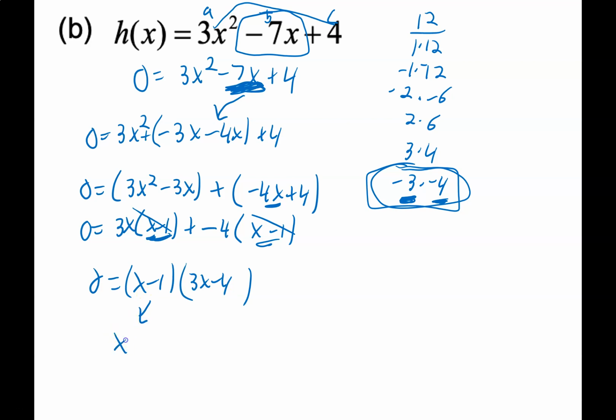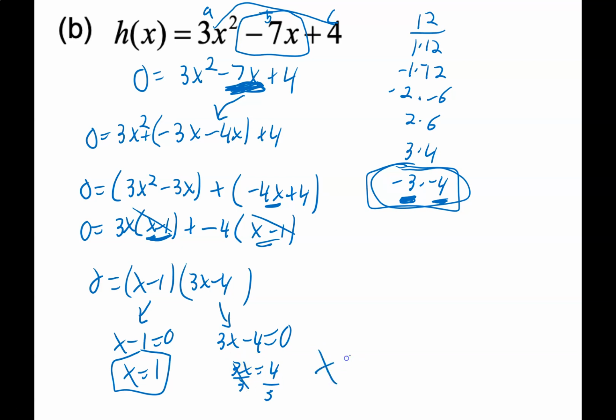It's one of the methods. Then you set each factor equal to 0, and you solve. So you add 1, I get an answer of x equals 1. Here you add 4, and you get 3x equals 4. And then divide by 3, and your other root is 4/3. And it works like that.